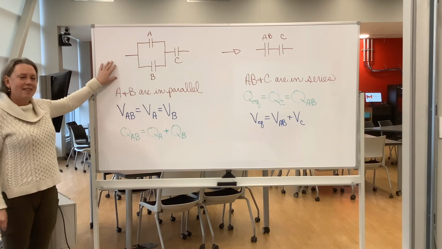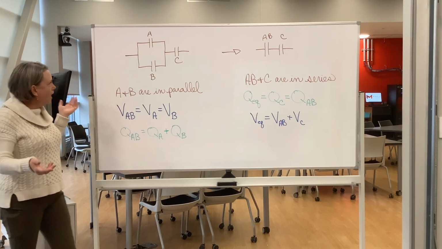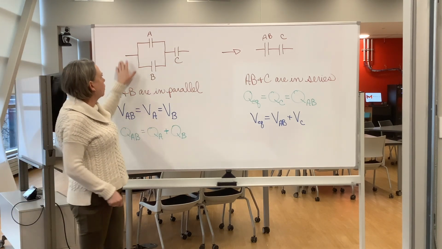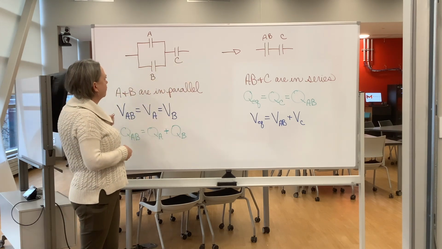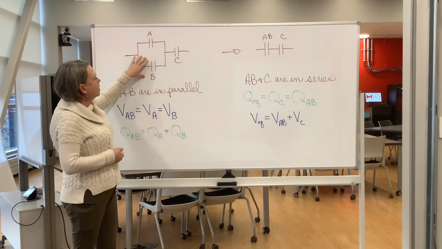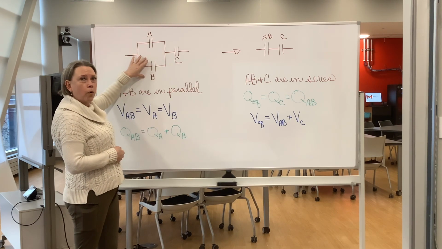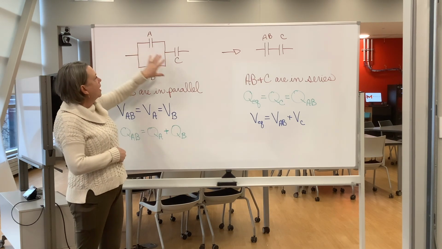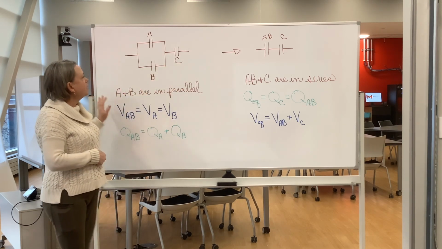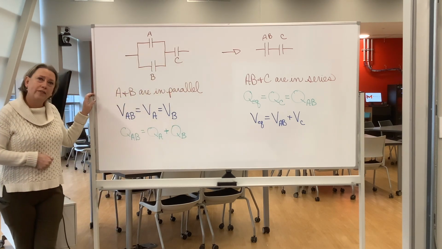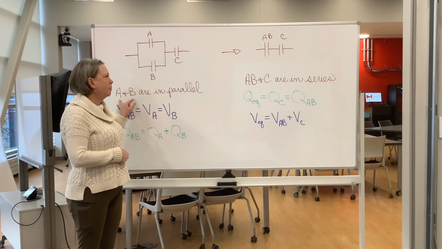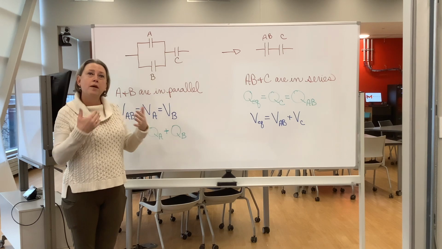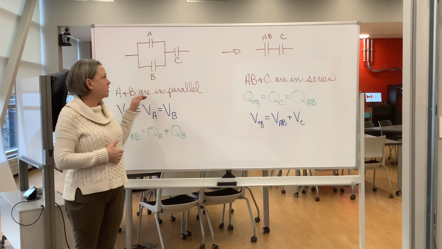Let's suppose we had this network, and at the end of the problem we could be told that these terminals are hooked up to a battery with a known potential difference. But let's say I have A and B oriented or arranged this way, and C here. So my first step, if I was calculating the equivalent capacitance of this, would be to combine A and B in parallel, and I would use the parallel combination rules to calculate that.